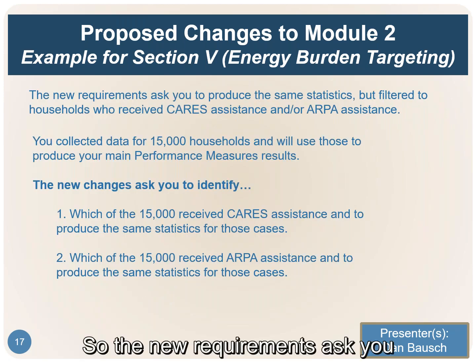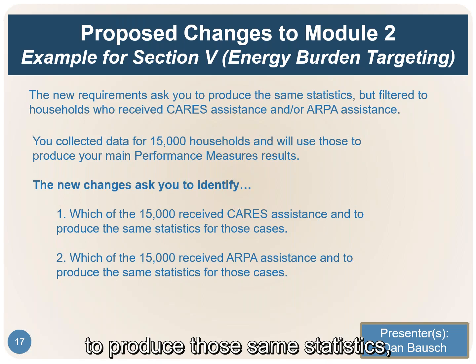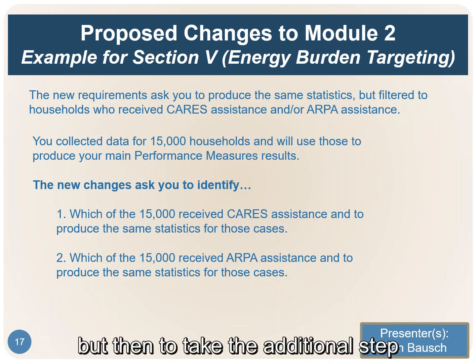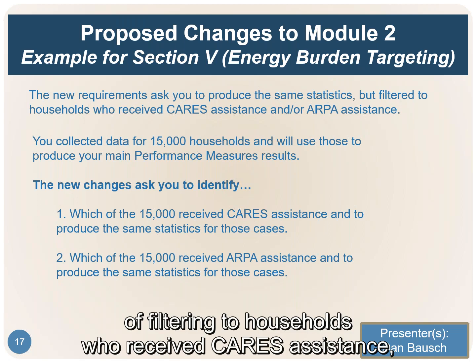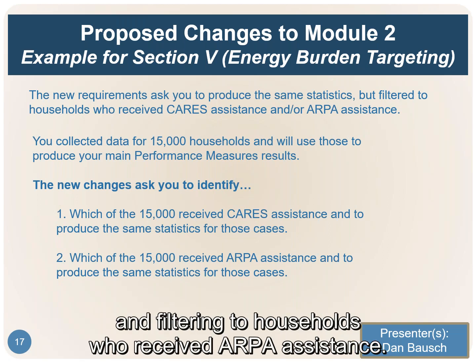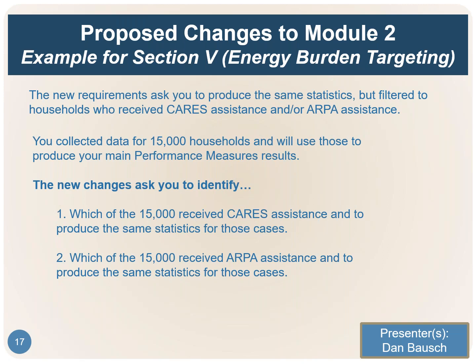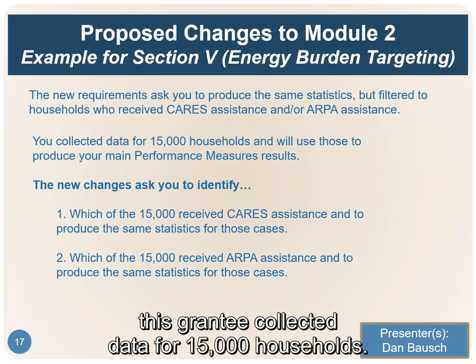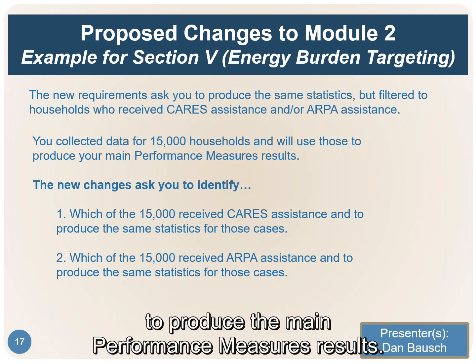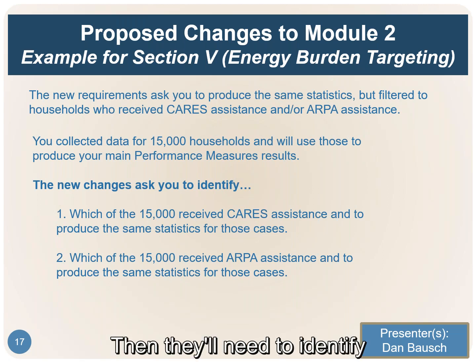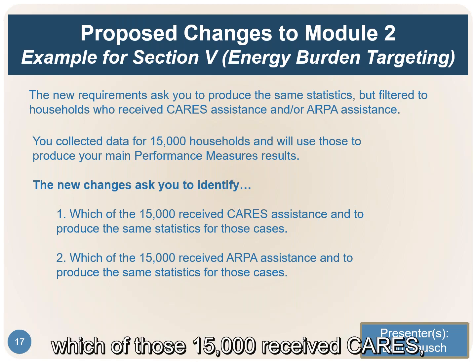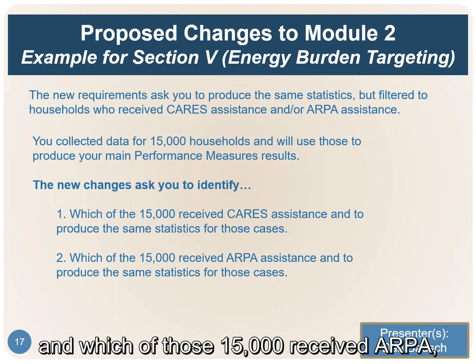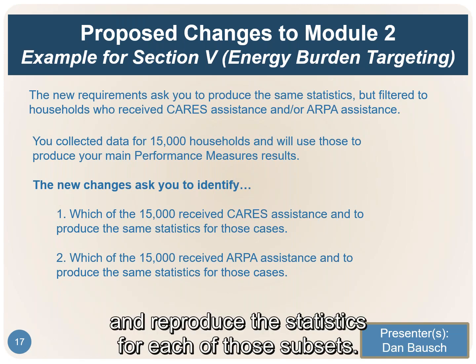So the new requirements ask you to produce those same statistics, but then to take the additional step of filtering to households who received CARES assistance and filtering to households who received ARPA assistance. So in this case, in this example, this grantee collected data for 15,000 households. They use those to produce the main performance measures results. Then they'll need to identify which of those 15,000 received CARES and which of those 15,000 received ARPA, and reproduce the statistics for each of those subsets.